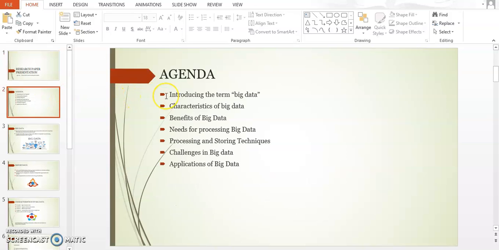The agenda of this presentation includes introducing the term big data, what are the characteristics of big data, benefits of big data, needs for processing big data, processing and storing techniques. We'll also be discussing challenges and applications of big data.